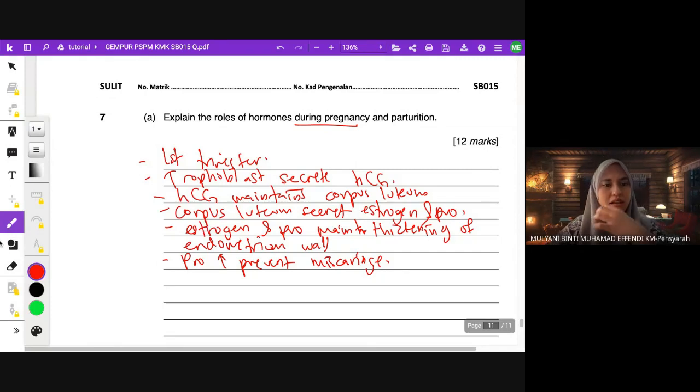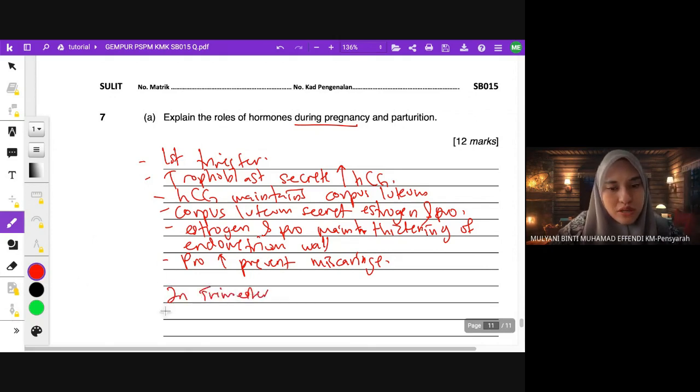Lepas tu ada lain HCG level increase. Lepas tu masa first trimester ni HCG sangat tinggi lah. So you can just trophoblast secrete high HCG lah. Boleh tambah kat situ. So end of trimester placenta akan takes over untuk merembeskan progesterone estrogen itu. Tak perlu dah corpus luteum. Tu first trimester lah sebab dalam skema ni dia buat dalam 2 or 3 point untuk first trimester. Lepas tu kita masuk pula second trimester.